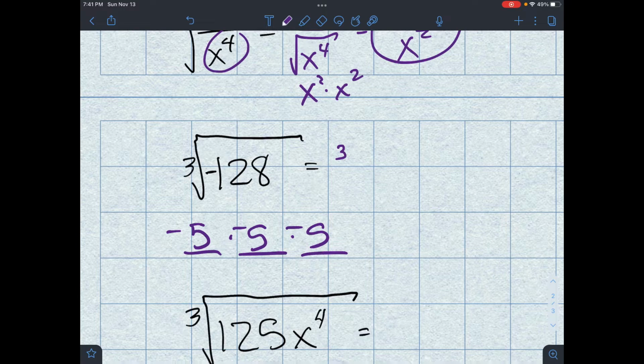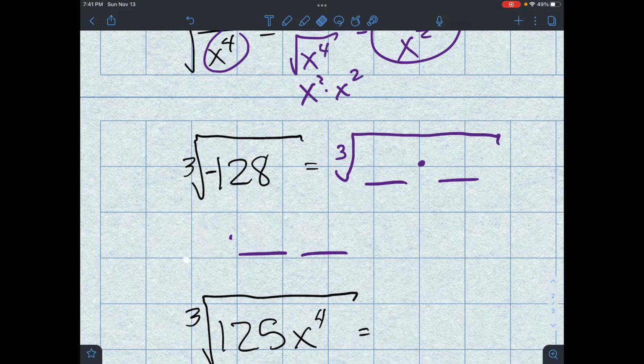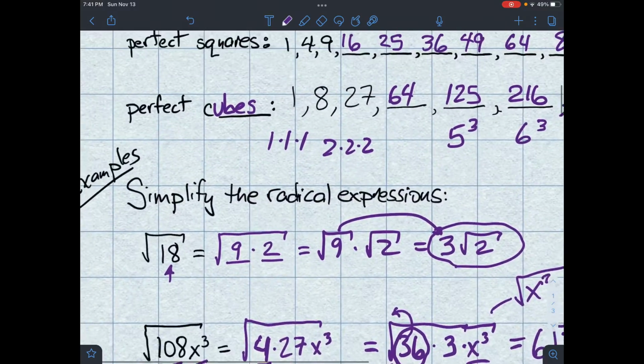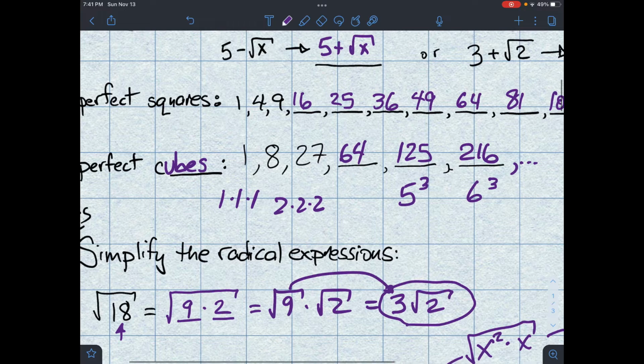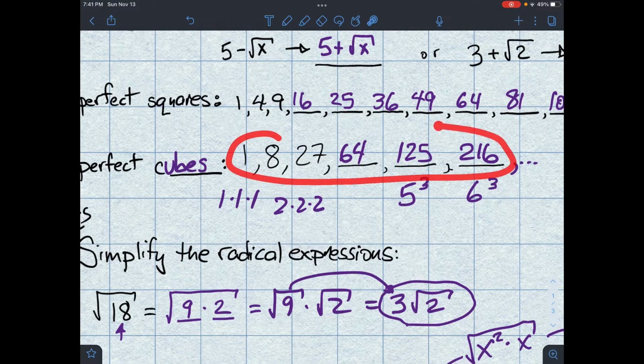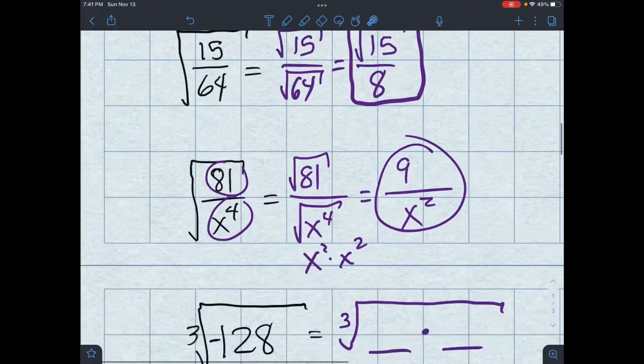So could I break it up into two numbers that multiply to give me 128? That's not the same number. So what number divides into 128? Which of these numbers in my list of cubes should we try dividing into 128? Some of you will see that number right away. I'm going to start with 8 and then 27.